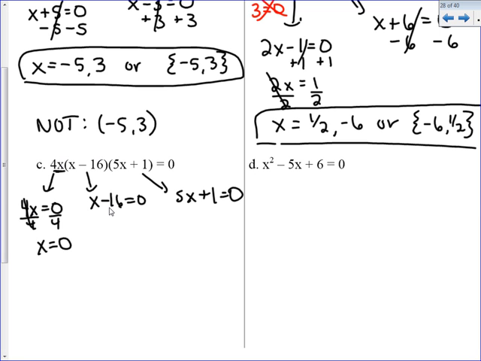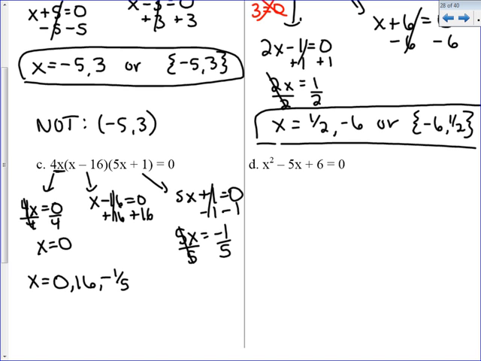This next one's our one step, so we can just go ahead and add 16 to both sides. I'm going to get x equals a positive 16. And then this last factor is a two-step, so I'm going to start by subtracting 1. So I get 5x equals negative 1. It's two-step when you have a coefficient in front of that x. Divide both sides by 5. So this time I have three solutions, 0, 16, and negative 1/5.